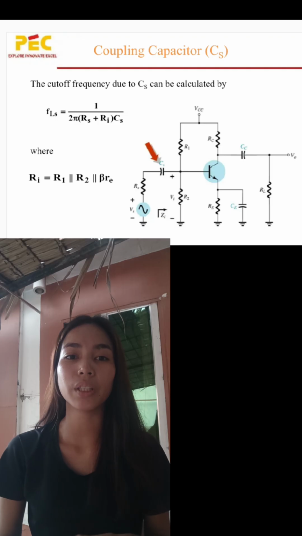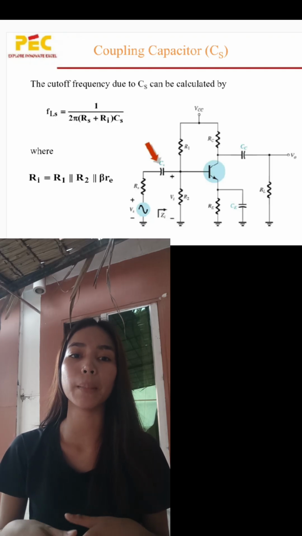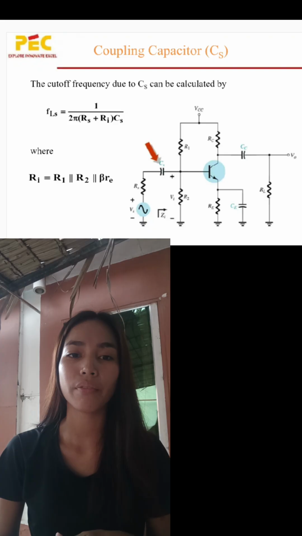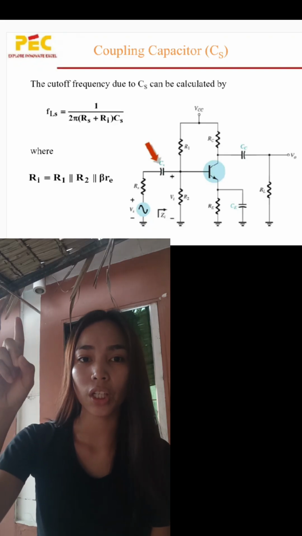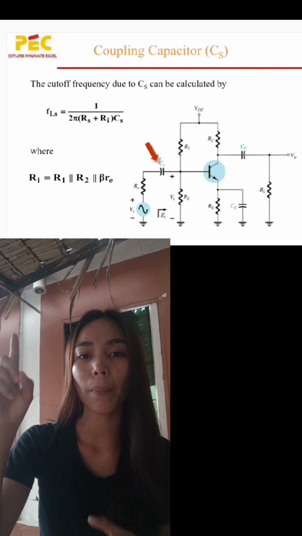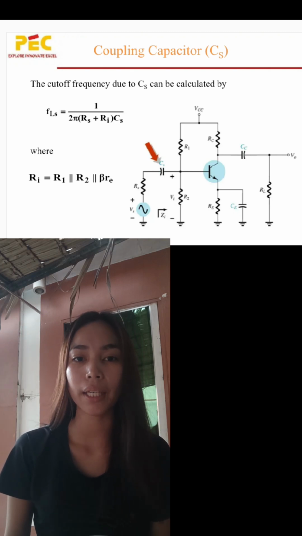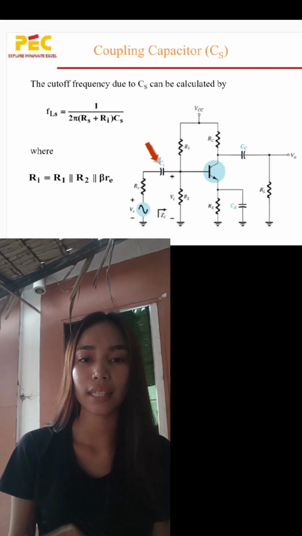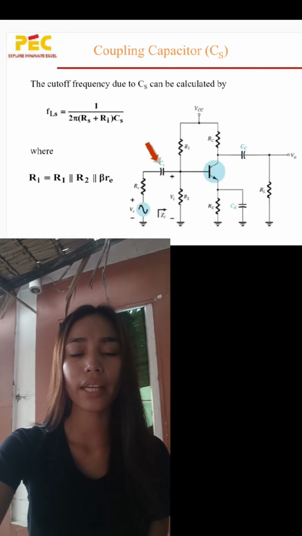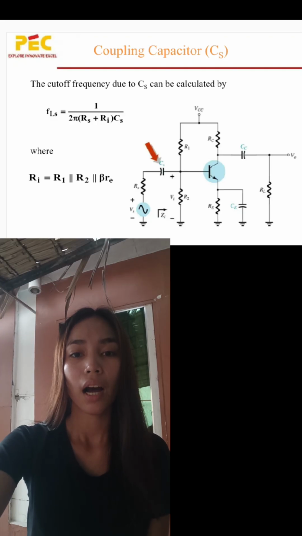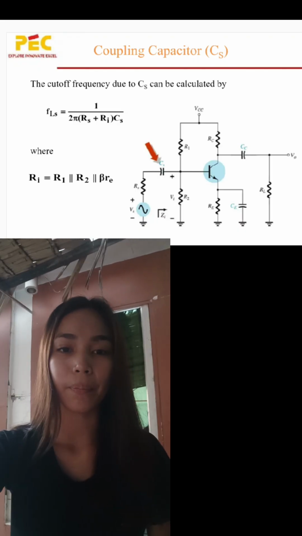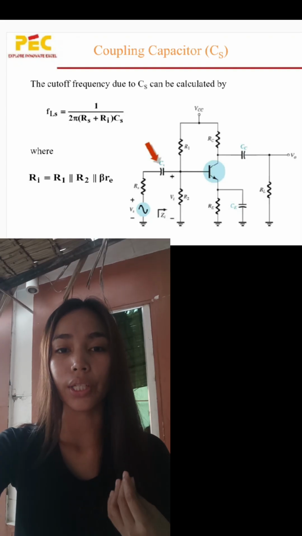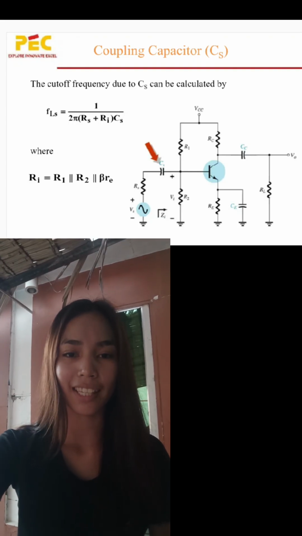Now let us move on to the formula of the cutoff frequency due to the input capacitor, or the CS. The formula, which you can see in the picture, is F sub Ls equals 1 over 2 pi (Rs plus Ri) times CS. This formula comes from the basic RC circuit equation, FC equals 1 over 2 pi RC. Rs is the source resistance and Ri is the input resistance.